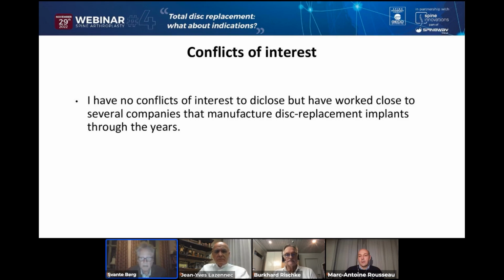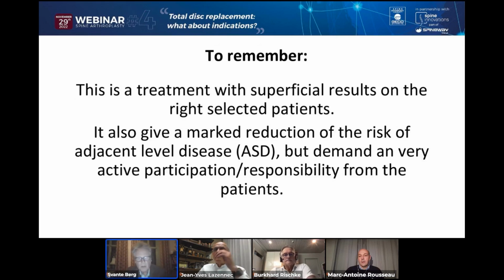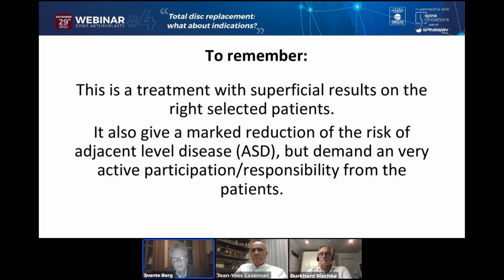Just to widen my experience: when we pick out patients for lumbar disc arthroplasty surgery, this gives superior results compared to fusions. There are so many published articles on that, so I've not cited them. We know that, but we have to select the patients right. Not only does it give better function, less pain, and so on at both short and long term follow up, but it also gives a marked reduction of the risk of ASD, adjacent level disease, in the future. But it's demanding for the patients. They really have to take part in this, and I'll come back to that.